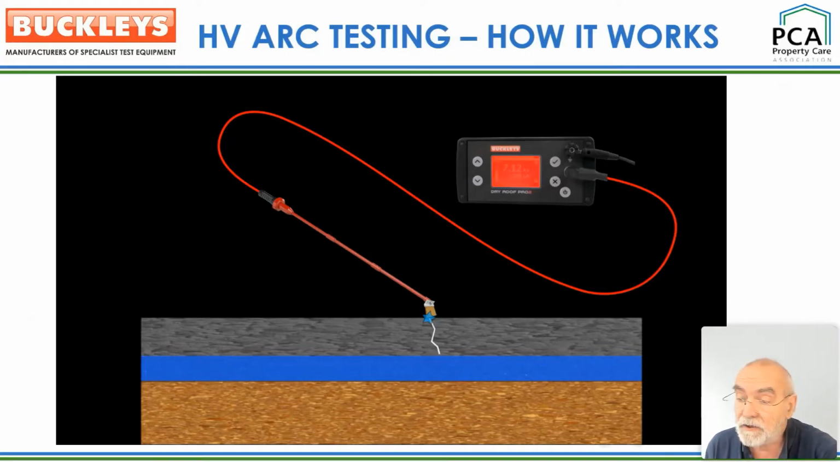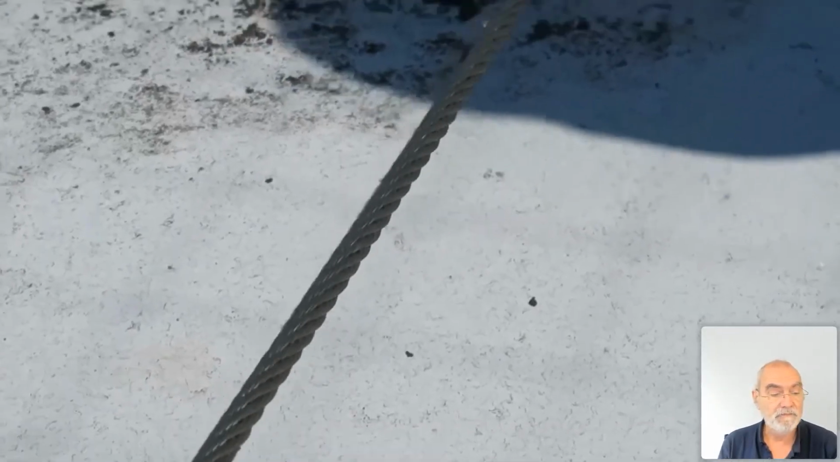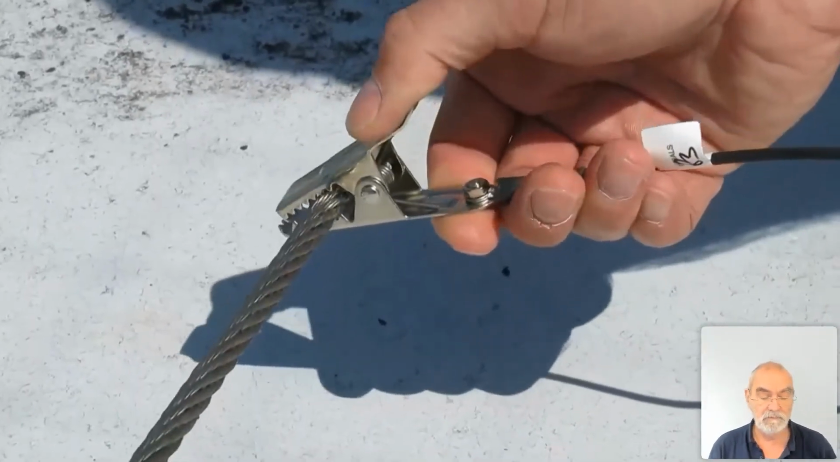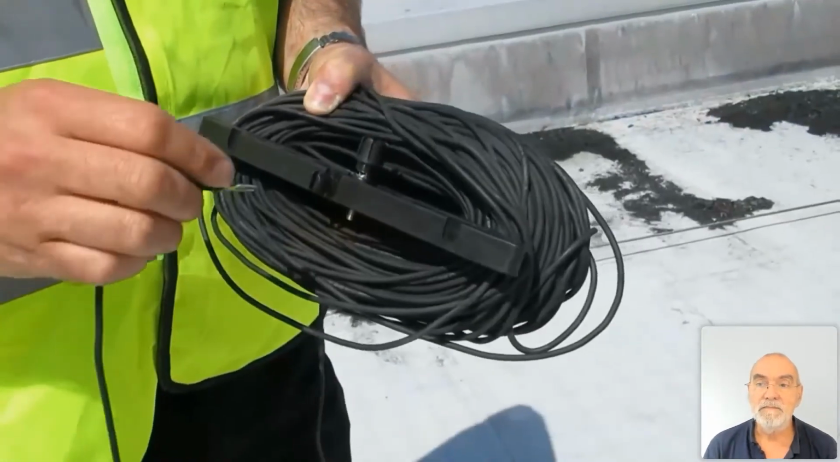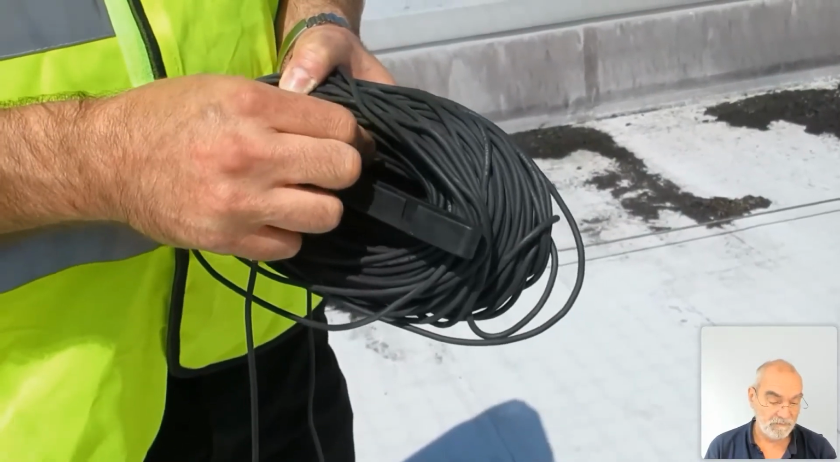And now I'll show you a very brief video of an arc tester in operation. Let's start with the earth lead. Connect the crocodile clip to a suitable earthing point. Connect the other end to the 50-meter earth extension reel. Ground connections are really important.